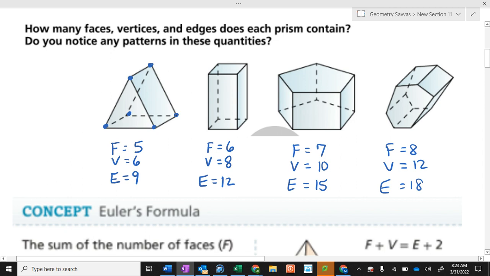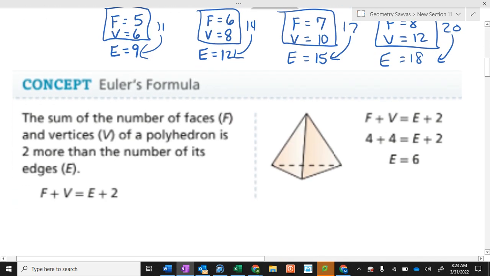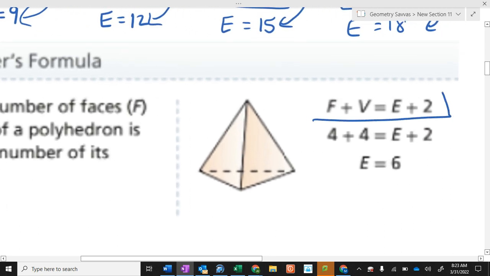Now, if you just picked out them, what do these two add up to? 11. What do these two add up to? 14. What do these two add up to? 17. What do these two add up to? 20. Compare them to that. F plus V is always 2 more than the E. So we have Euler's formula right here. F plus V equals E plus 2. The number of faces plus the number of vertices equals the number of edges plus 2.